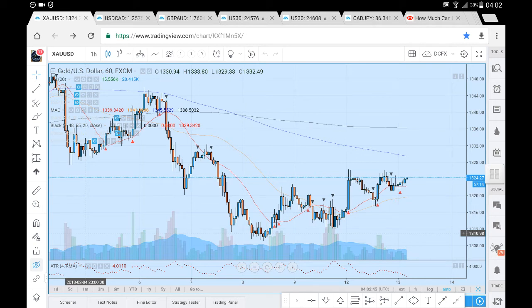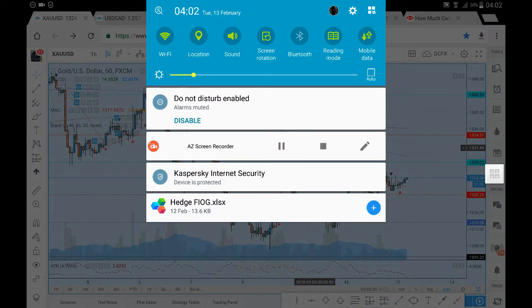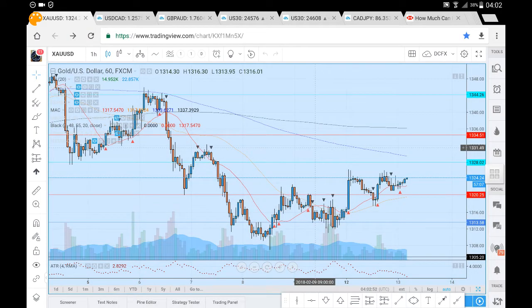So this is the XAUUSD analysis for Tuesday, the 13th of February. Now, let's have a look at what happened to prices and where prices may likely go.